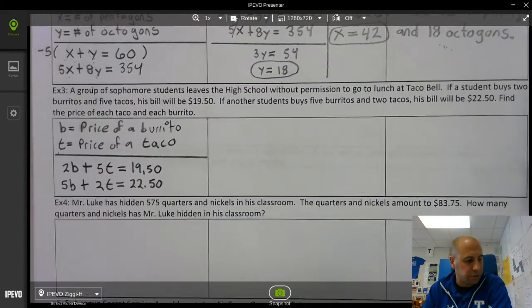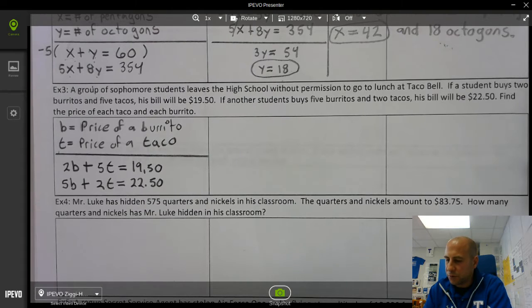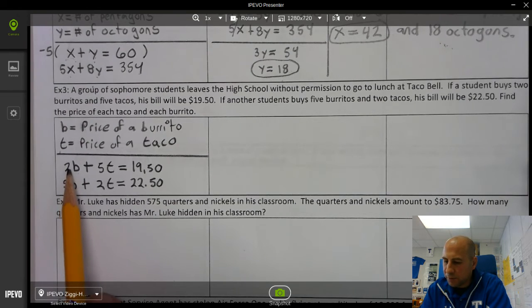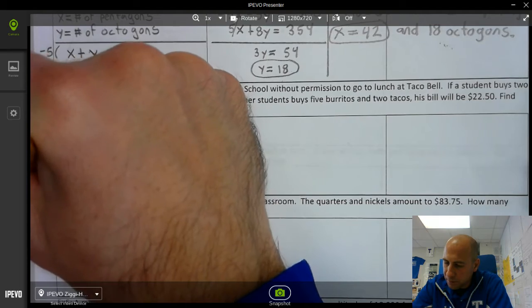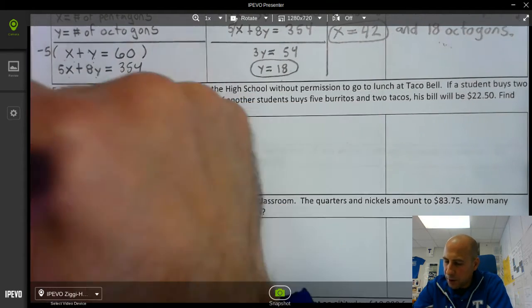All right, and at this point when solving, we want to see if we're going to use substitution or elimination. In this case, both variables are on the left, so we probably want to use elimination. You can pick either variable, I just always like eliminating the first variable. So here, if we multiply 5 times 2, we get 10, and 2 times 5, we get 10. So let's multiply the first equation by 5 and the second equation by -2.